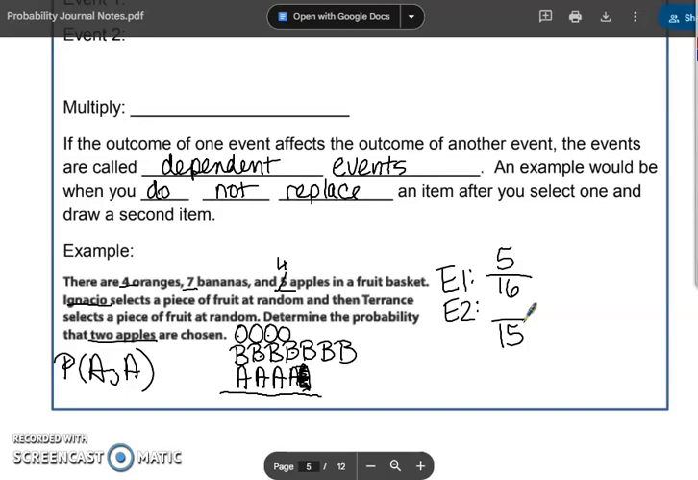Now, Terrence reaches in and he wants an apple also. What is the chance? He has 4 chances is what I see of getting an apple. Okay. There are 4 left. We are only taking 1, but we're looking at the number of chances. Okay. So we do event 1, event 2, and multiply. So I'm going to try to multiply these.